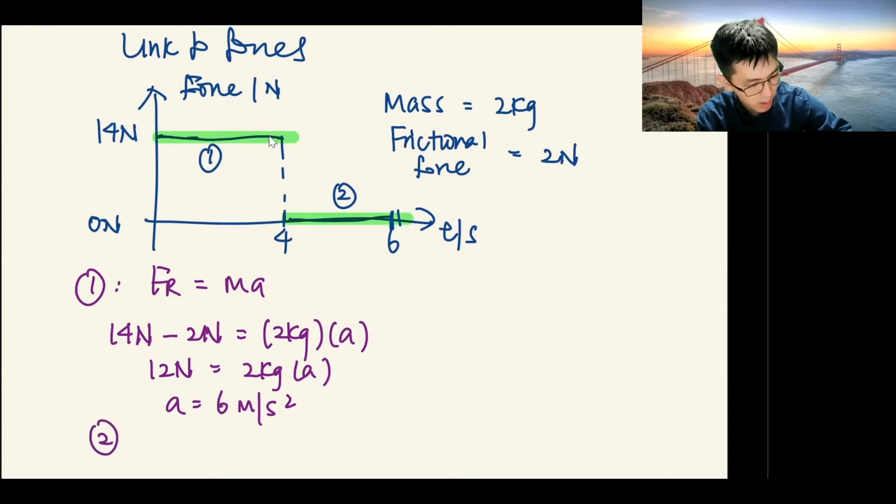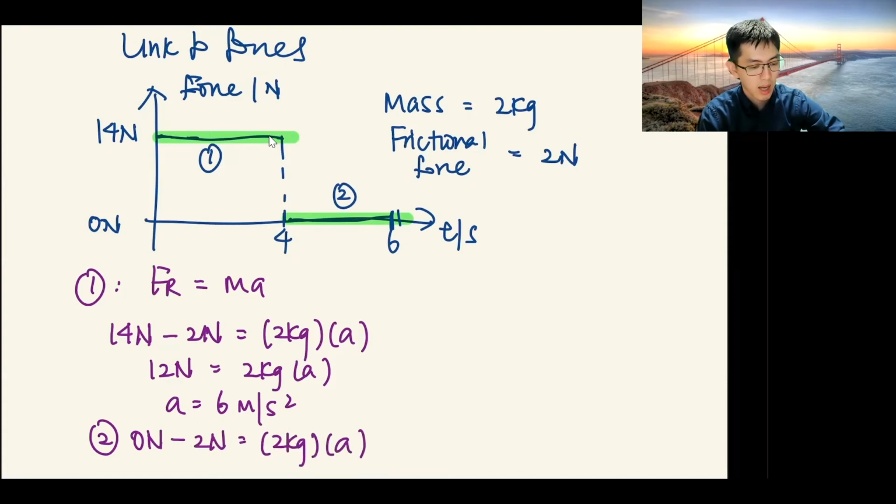For part 2, I have 0 newtons as an applied force, but I still have a frictional force. Just because I have no more applied force doesn't mean the object is at rest. So 0 newtons minus 2 newtons equals 2 kg times a, and I will find out that my a is minus 1 meter per second squared. So I know my acceleration is minus 1 meter per second squared.